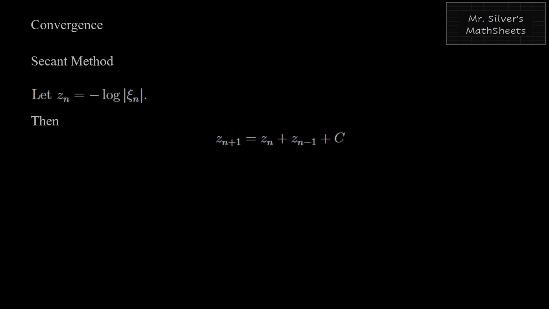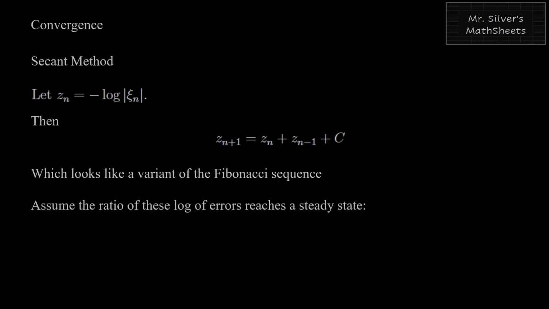We get that Z n plus 1 equals Z n plus Z n minus 1 plus a constant. It looks like a Fibonacci type sequence. The constant doesn't really matter very much because these terms get to be so big. Assume that the ratio of logs of the errors approaches a steady state. So assume that the ratio is beta. Let's solve for beta.